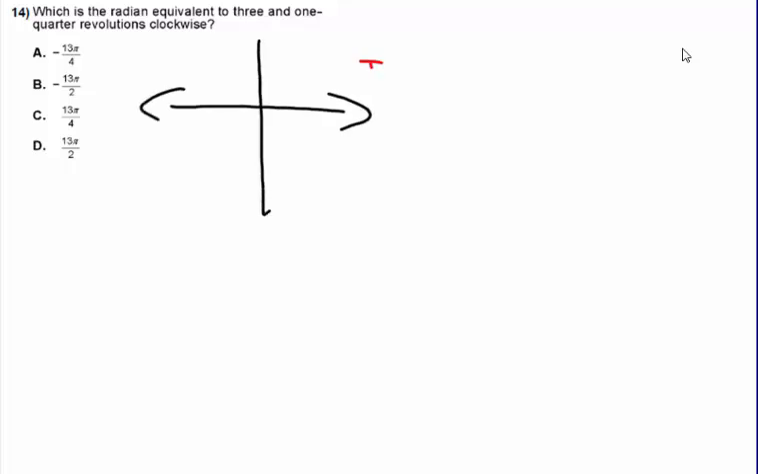Alright, so if we're going 3 1/4 revolutions clockwise, that's moving in a negative direction. So that's 360, here's another 360, there's another 360, and then a quarter would be 90 more degrees. So we know we went around 3 times.